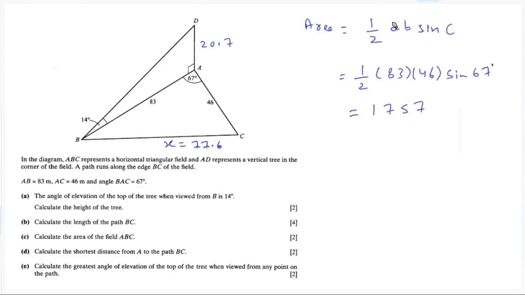Calculate the shortest distance from A to the path BC. Shortest distance from A to the path BC. Now remember, जब भी shortest distance की बात होती है ना, yes, exactly. We talk about perpendicular distance. Shortest distance between a point and a line.